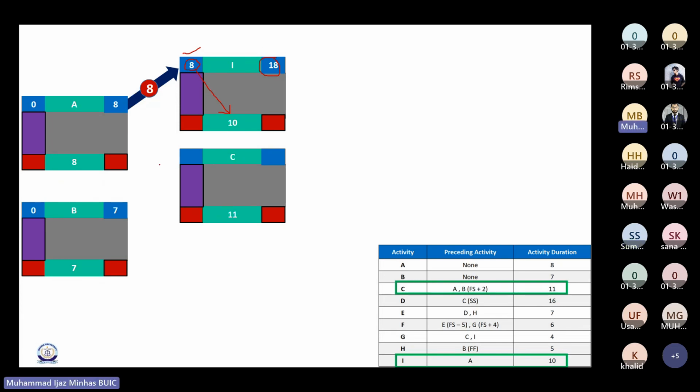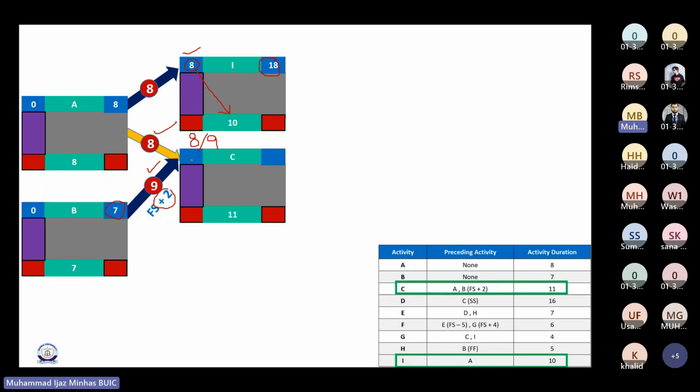Now, looking at activity C, C is dependent on A as well as on B, but here we have a twist. The twist is that if I look at activity A, I would have the early start as 8, but if I look at activity B, it is ending on day 7 and we want to introduce a 2 days lag here. That means activity C could start on the ninth day. So now one choice is 8 days and the other choice is 9 days. So I will pick the higher one, correct?